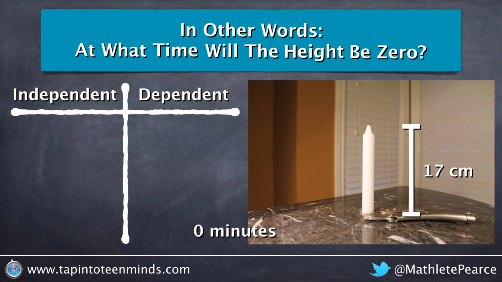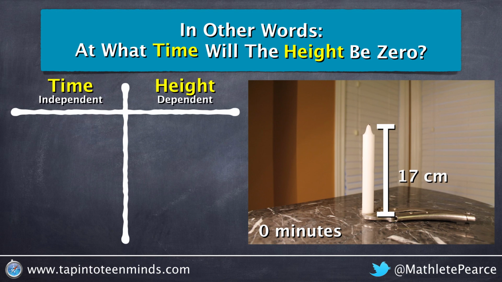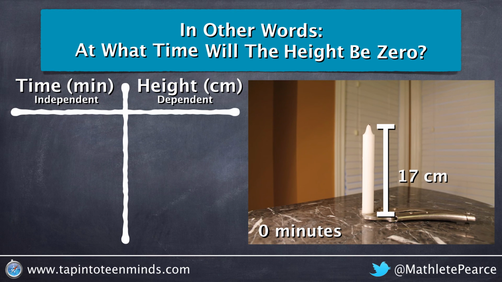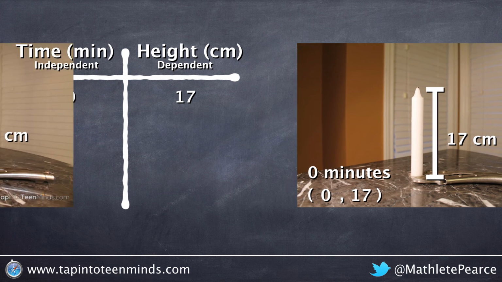Information commonly requested by students is how tall is the candle before it starts to burn. The longer we burn the candle, the lower or shorter the height of the candle will be. We can state that the time must be the independent variable and the height must be dependent, since the height does depend on how long we burn the candle for. It should also be noted that we can show this information as a point or a coordinate (0, 17), since 0 is the value of our independent variable and 17 is the value of our dependent variable.